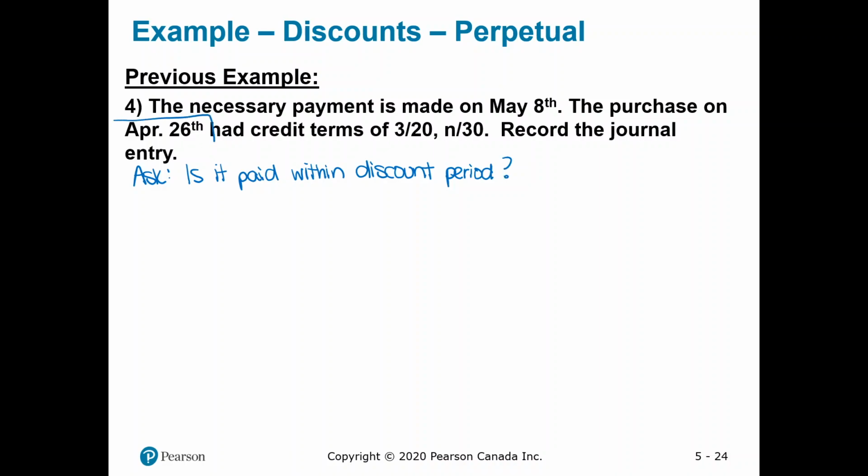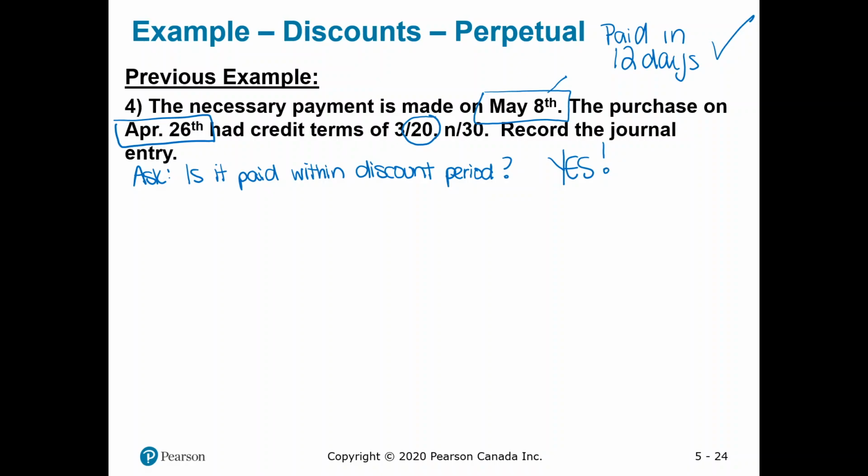The original purchase was on April 26th, and it's now May 8th. So if we figure out the days, we've got the 27th, 28th, 29th, 30th of April, so 4 days in April, plus 8 days in May, means that we've paid within 12 days. Well, based on our credit terms, we had 20 days. So if we paid in 12, then yes, we did in fact pay within the discount period.